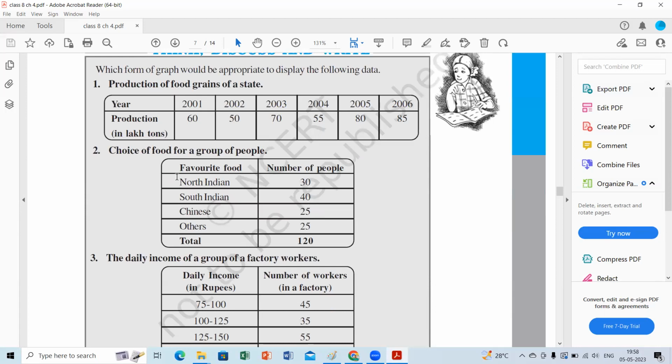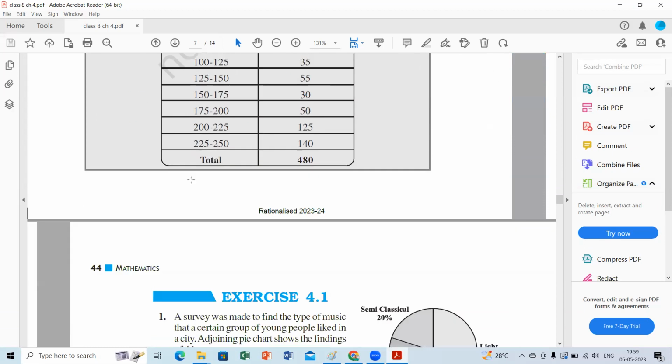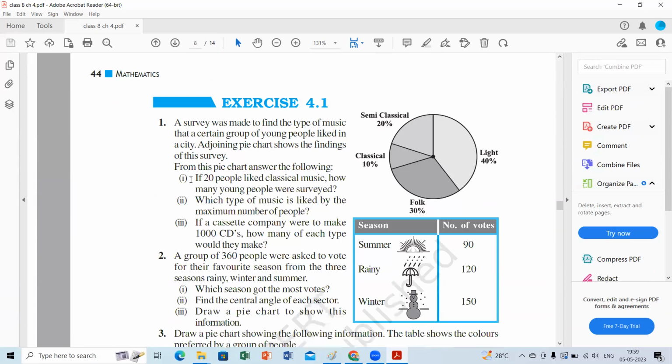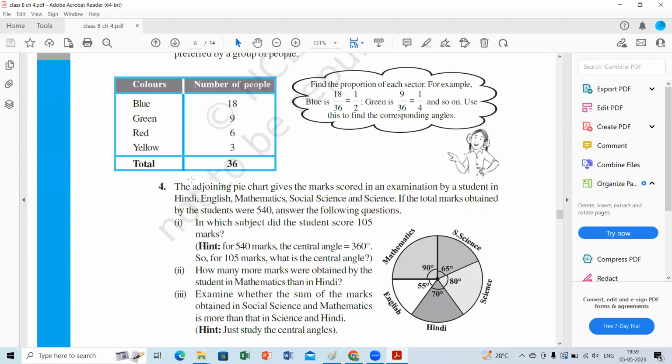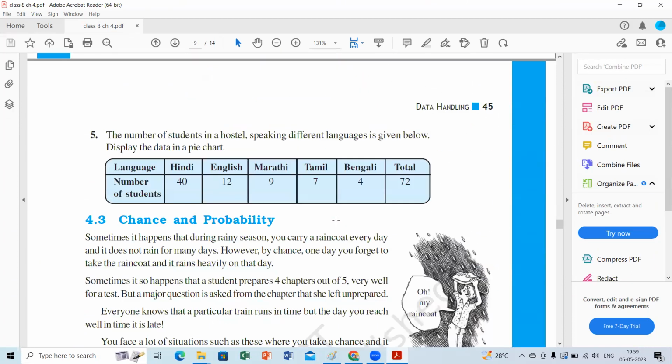Ma'am, do we have a test on Sunday? If so, on what chapter? What is today? Friday. Then the day after tomorrow you have the Sunday test. The same complete chapter, till data handling, till pie chart. The rest of the work you can do on your own. Most of the questions are discussed. Do it yourself and come with your doubts.